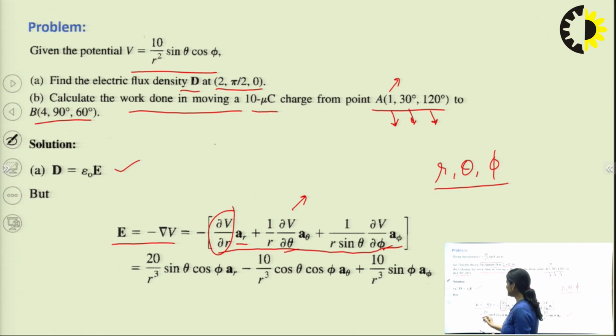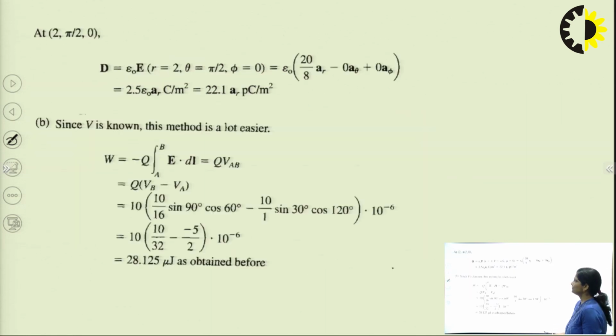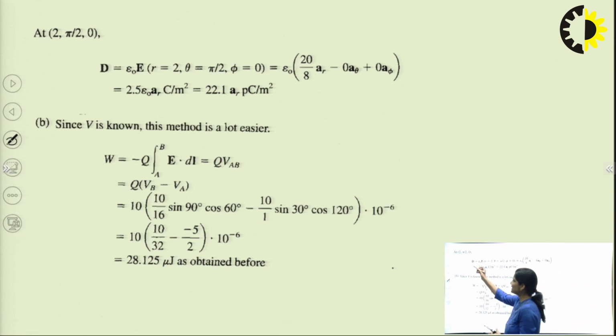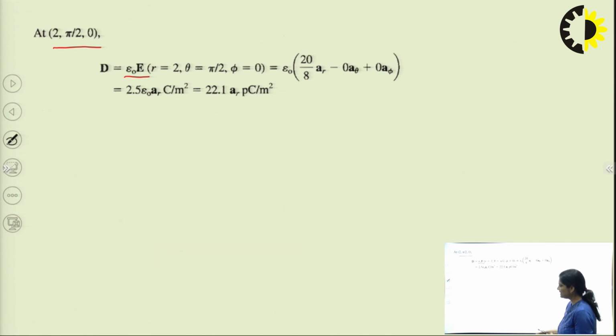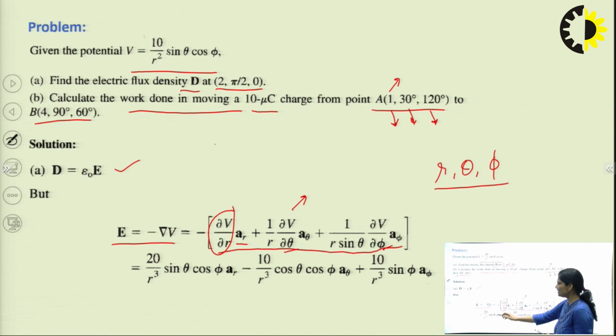Now this E is equal to what? 20 upon r cube sin theta cos phi unit vector of r, minus 10 upon r cube cos theta cos phi unit vector of theta, plus 10 upon r cube sin phi unit vector of phi. It is given in the question that you have to use the coordinate 2 comma pi by 2 comma 0. So D is equal to epsilon naught E, right? Already we have done in the previous slide that E is equal to this equation.